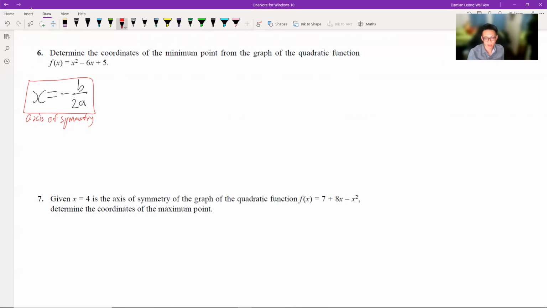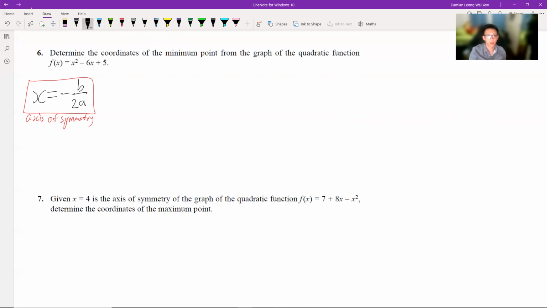If you don't want to memorize it, it's not that there is no way I can find the axis of symmetry. It's just way more troublesome. Basically, what I can do is factorize, find the roots, and using the roots, I can also find my axis of symmetry. But if you just memorize this, it will save you a lot of time.